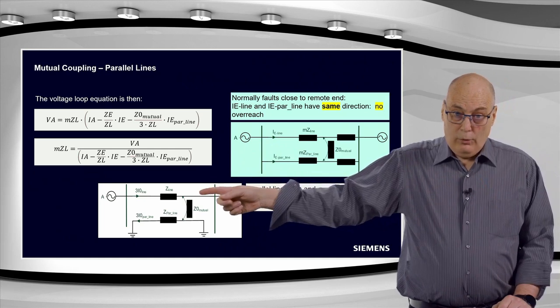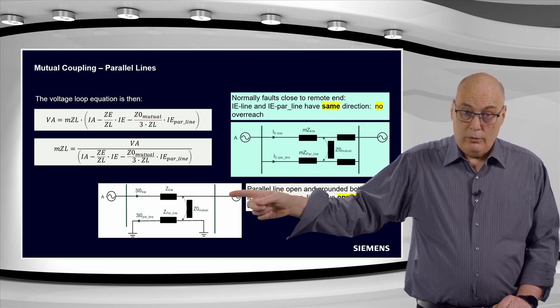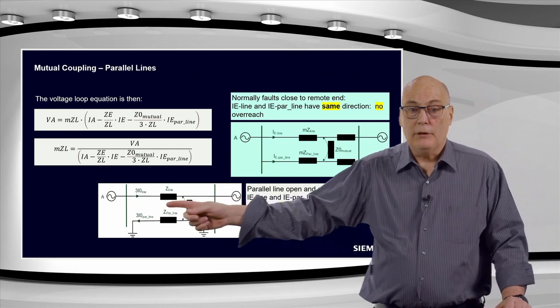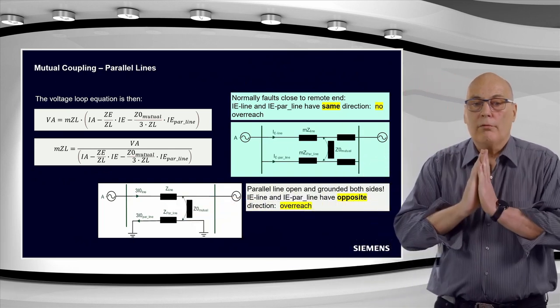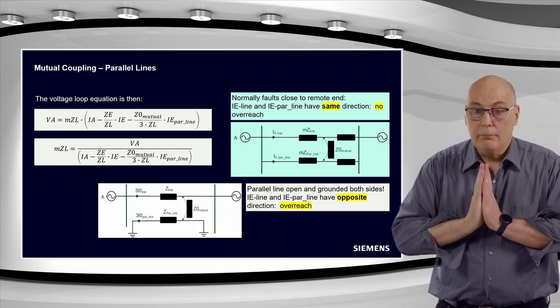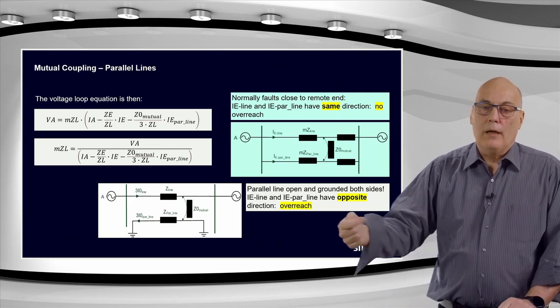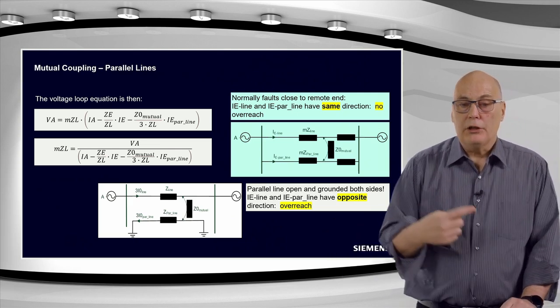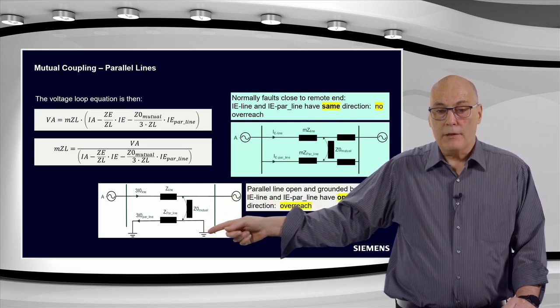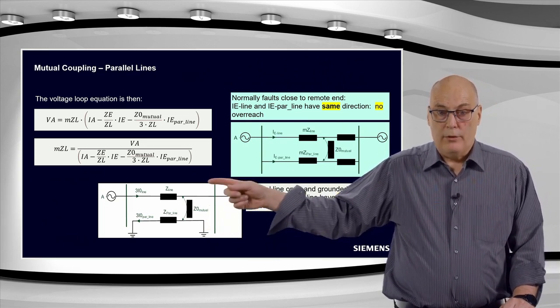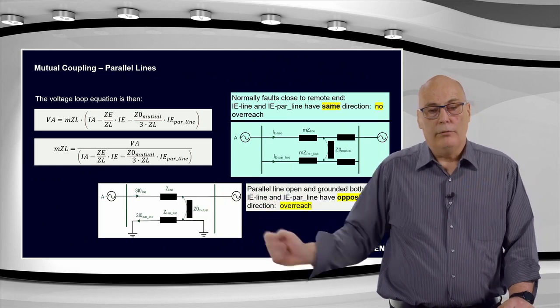If we now get the fault close to the remote end, or even the fault on the bus bar here, which is the critical one, then you'll see something interesting will happen. You'll get a zero sequence current, or IE, flowing out on the line, and on the parallel line it will couple and flow back in the opposite direction. The mutual coupling will make a circulating current flow here, and that current is flowing opposite to that one. And that would create an overreach.